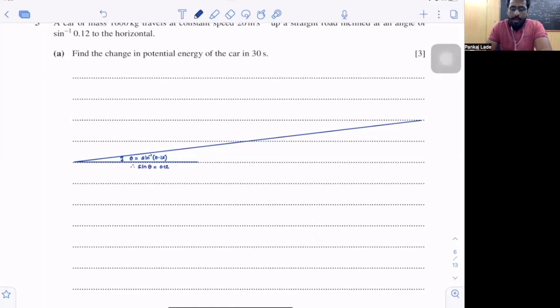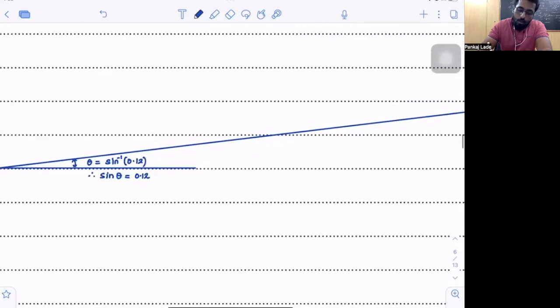So now I have a car at say position A. So I'm going to draw a small car over here. Let me try very quickly.